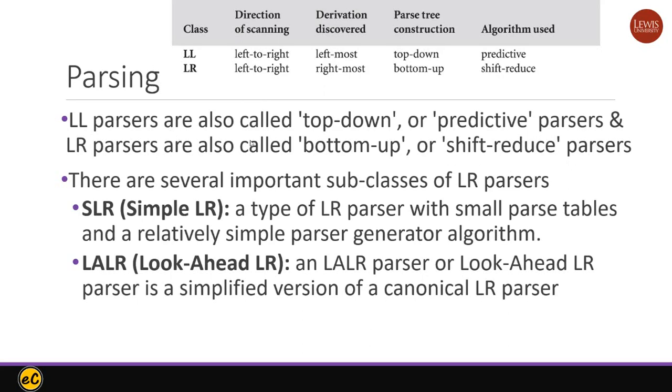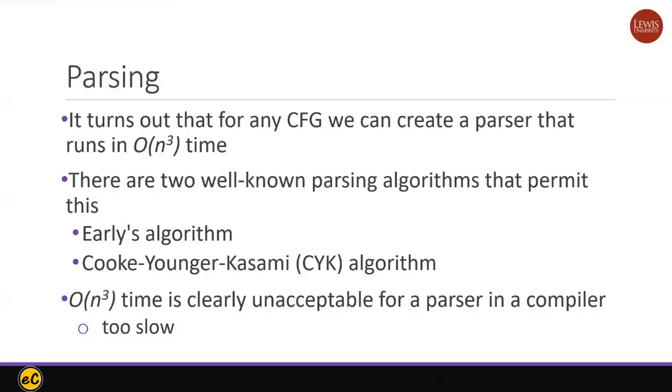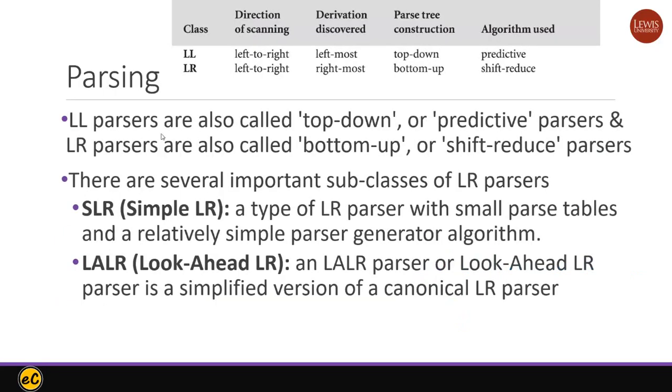There are many different ways to do LL or LR, because we want to beat the complexity of n cubed and bring it down to n log n. So there are many styles of parser. One style is called SLR, a simple LR parser. It's a type of parser with a small parsing table and a relatively simple generator. It usually has zero lookahead. Then we have the lookahead LR parser, which looks ahead one more symbol before parsing. So there are different ones.